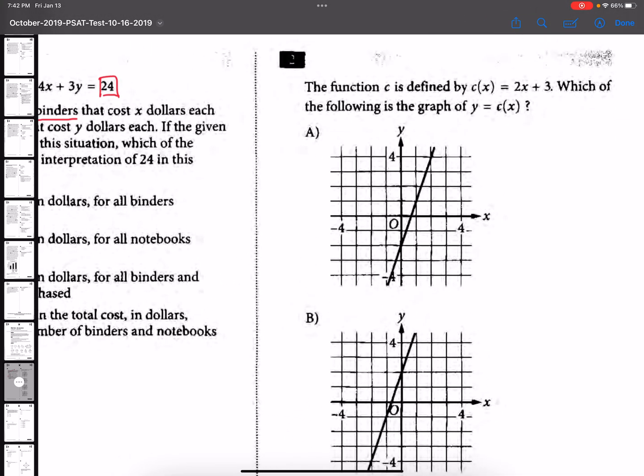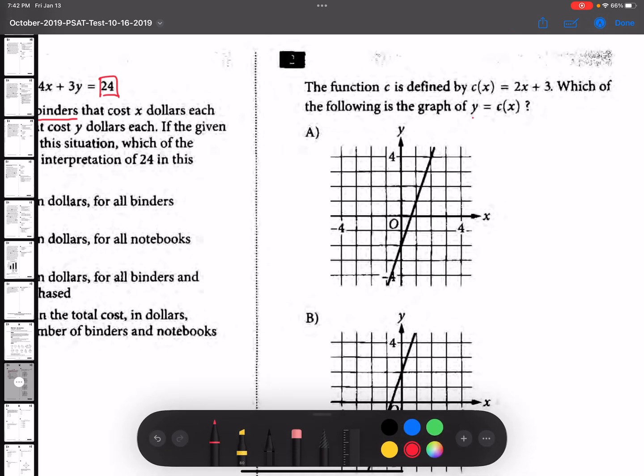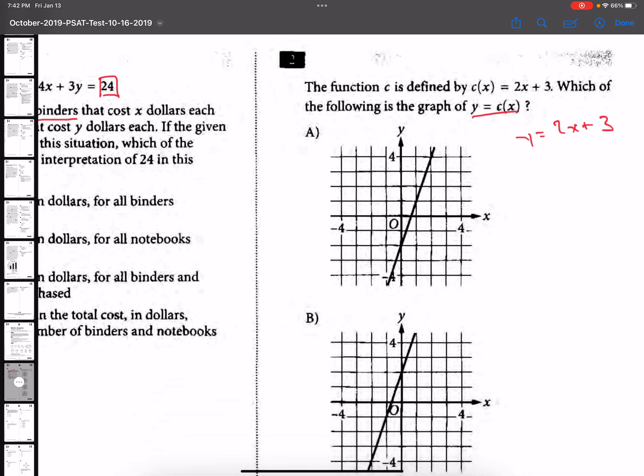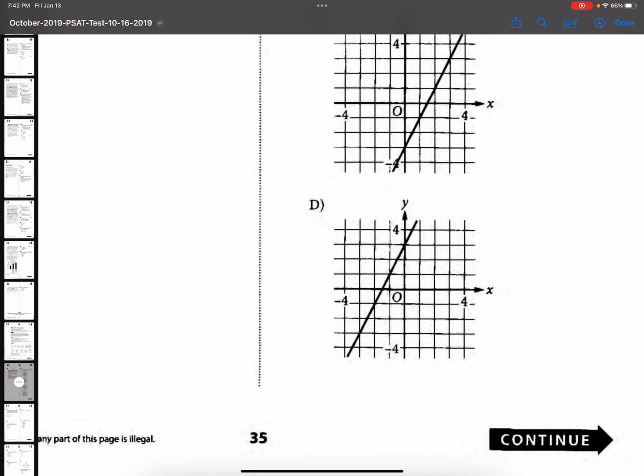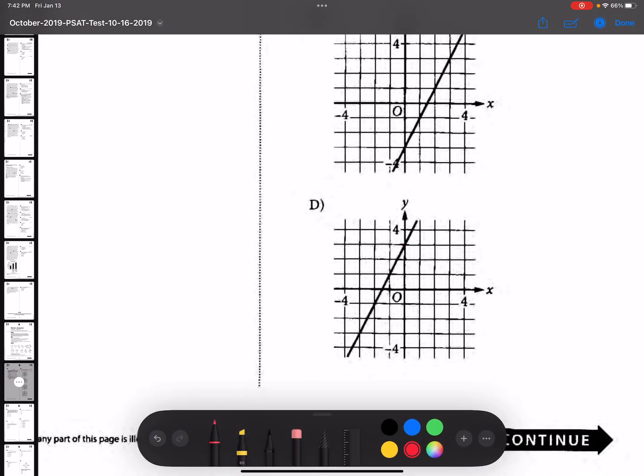Alright, number 2. The function C is defined by C of x equal to 2x plus 3. Which of the following is the graph of y is equal to C of x? So if y is equal to C of x, this means that y is also equal to 2x plus 3. So that's our slope and y-intercept. Now we see that A doesn't have a y-intercept of 3, neither does B, neither does C, but D does. It has the y-intercept of 3 right here, (0, 3), and its slope is 2. So that means D is our answer.